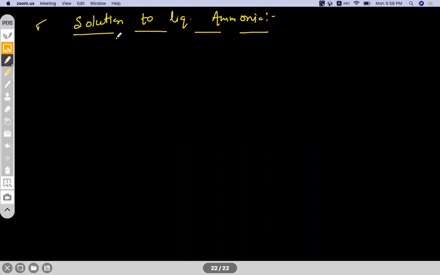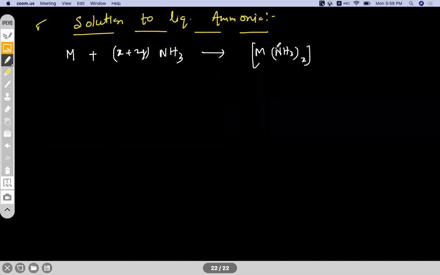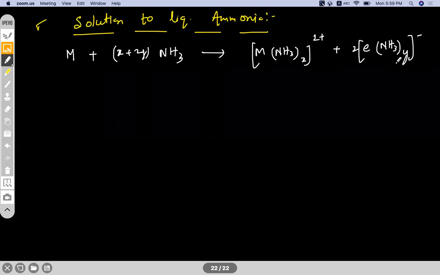So the reaction is metal, which is not beryllium obviously, M plus 2NH3 converts into M(NH3)2 2+ plus 2e-, the electrons surrounded by ammonia, and we call it solvated electron. Because of this only, it shows blue color. We have blue color solution and solvated electrons. Same thing.